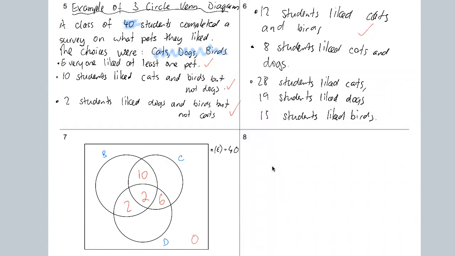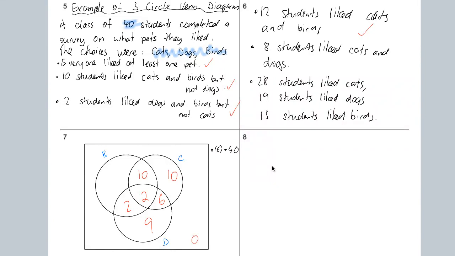28 students liked cats. I mean, you could even get rid of that last statement and still do it. 15 students like birds, but anyway, I'll leave it at that. So 28 students like cats. Yep, so 10 and 2 is 12 and 6 is 18, which means there's 10 left over in the cats only box. 19 students like dogs. So we've got 6 and 2 is 8 and 2 is 10. So there must be 9 here.